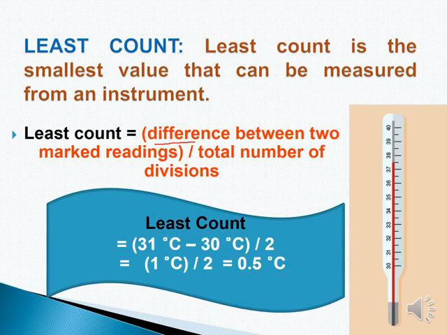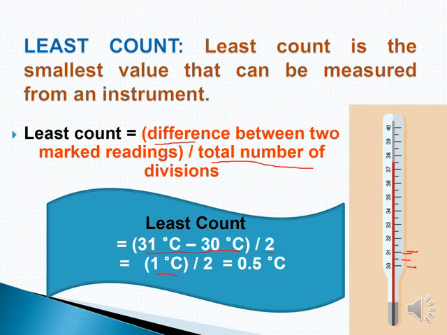So it is equal to 31 degrees Celsius minus 30 degrees Celsius. Now we have to divide it by the total number of divisions. In between 30 and 31 there are two divisions. The first division is this and the second division is this. So two divisions are there, and we will divide it by 2. So 31 minus 30 divided by 2 is equal to 1 degree Celsius divided by 2, which in turn is equal to 0.5 degrees Celsius.